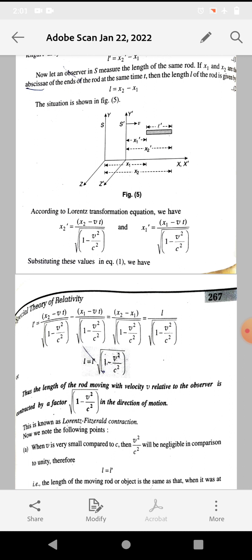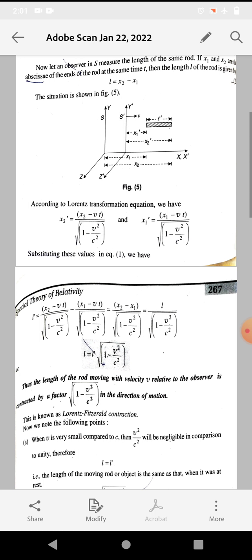The L is the real length of the rod, but L dash is the moving length of the rod. So finally we observe that when the rod is moving in the frame of reference S dash, and the observer is sitting there in S, we observe that the length decreases. That's why L is equal to L dash into under root of 1 minus v square by c square. The length decreases by the factor under root of 1 minus v square by c square, in the direction of motion only, not in the perpendicular direction.